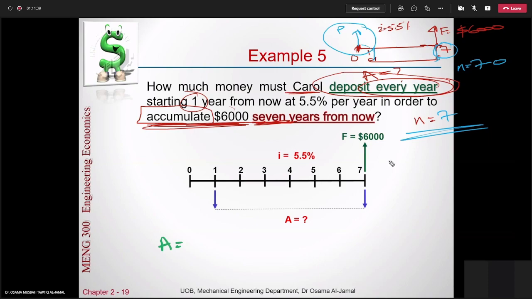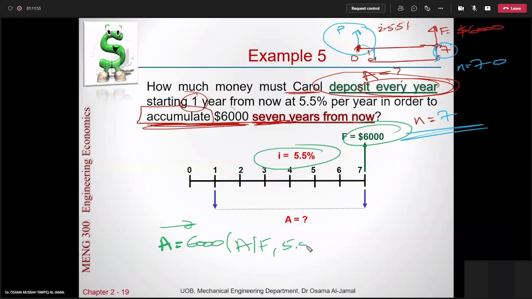الحين ال F اللي هي 6000. 6000 على طول direct substitution. يعني لا تضيع وقت تكتب خطوة. اوكي open the bracket. A given F. A given F, comma 5.5%, 7 years. 7 years. Thank you.